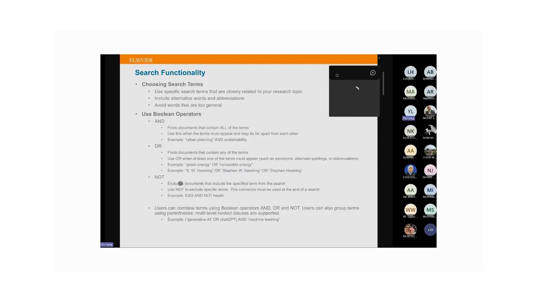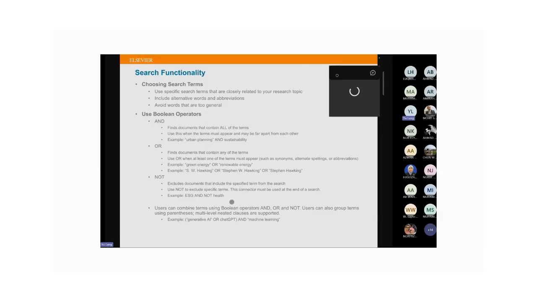And NOT excludes documents that include the specific term from the search. AND NOT operators must be used at the end of a search. Just like in the example, if you want to search for ESG, which relates to sustainable development, but not those abbreviation ESG used in health area or health research, then you can just enter ESG NOT health. So it will exclude the health.